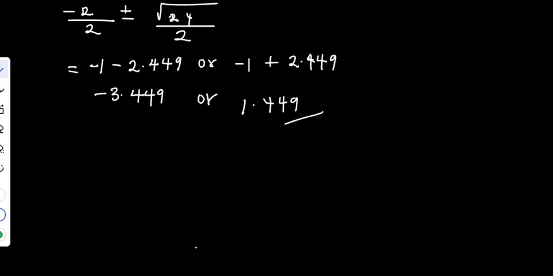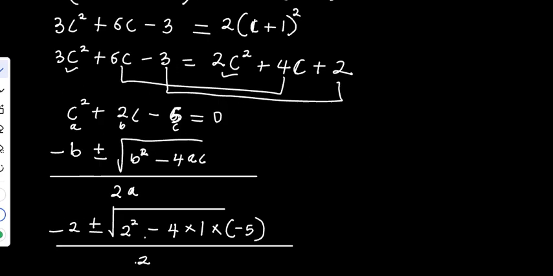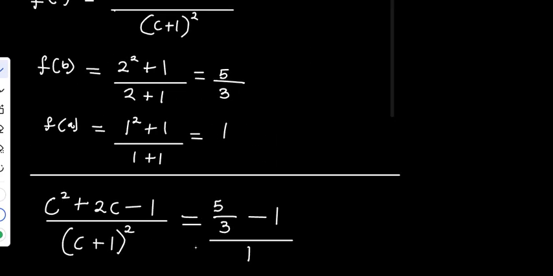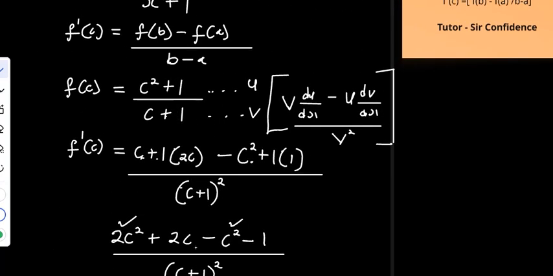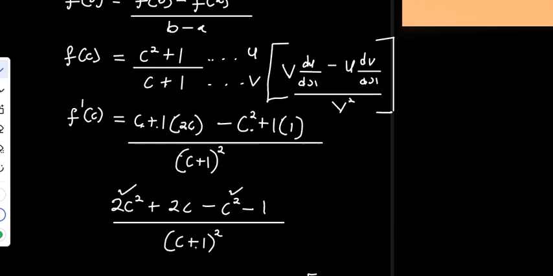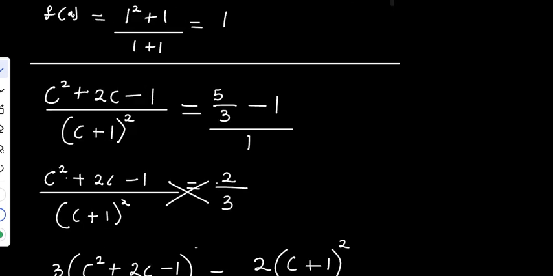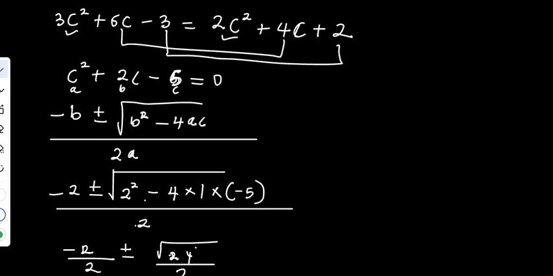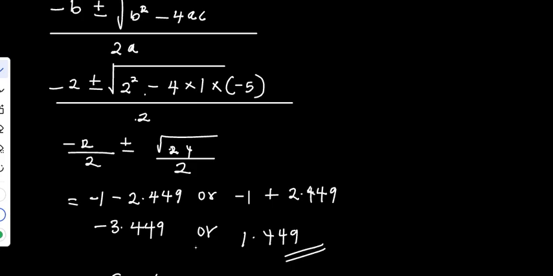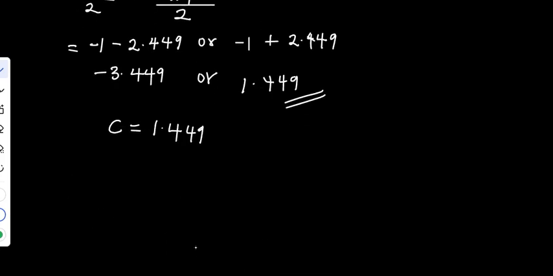So this is going to be our value of C. This doesn't fall within that interval, so we are going to say that C is equal to 1.449. I took time to explain this because the question had so many complexities. We started from differentiating using the quotient rule, then we evaluated, we did some algebra, then we brought in the general quadratic formula, then we evaluated down here.